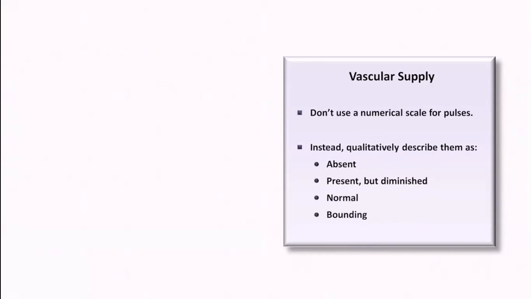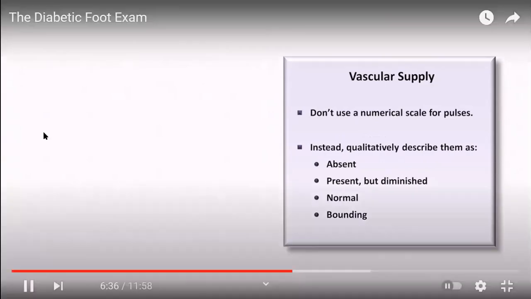Any abnormalities that suggest the presence of peripheral vascular disease should be further investigated with measurement of the ankle brachial index. Okay, so basically when you examine the arteries or pulses, check is it absent or present, right? Very easy. So absence or presence. If present, is it normal or diminished? Okay, and also we will check for bounding. Is it a bounding pulse or not?